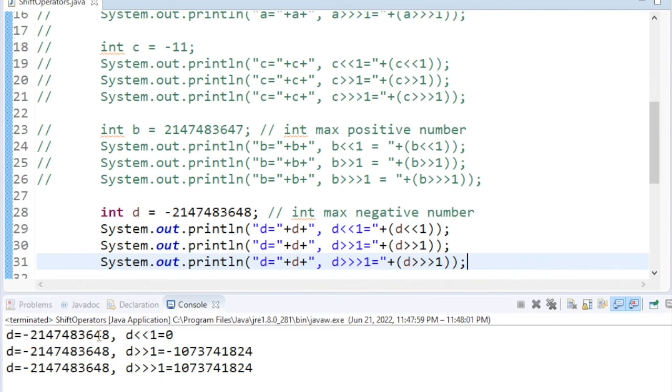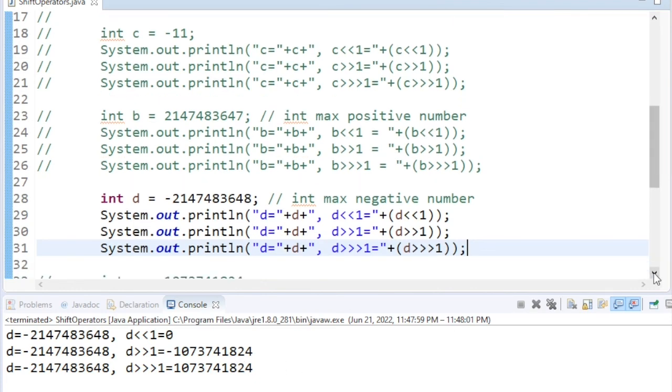So when we are shifting it left by 1 bit, it has become 0. That time also it was 0. When we are shifting it right side, it has become negative half of it. When we are shifting with the unsigned operator, with sign bit 0, only the sign bit got changed, from negative to positive, and now it has become a positive number instead of negative. Okay, is there any more example?